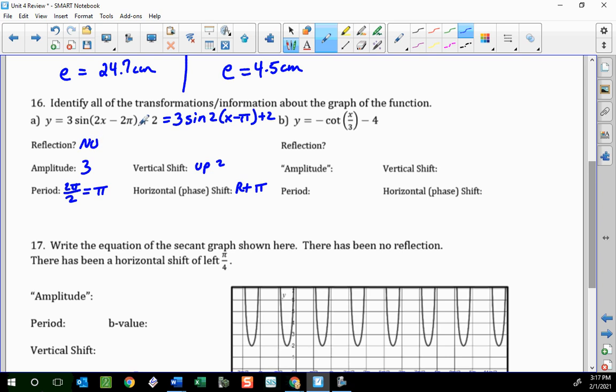All right, over here on this cotangent graph, reflection, yes. Amplitude, there is no change right here, so we can say 1, but there's really no change in front. Vertical shift, yes, down 4. Horizontal shift, no, there's nothing with the x, so none. Period, the period of cotangent is normally pi. I have to divide that by the 1/3 in front. So that flips up and becomes 3 pi.